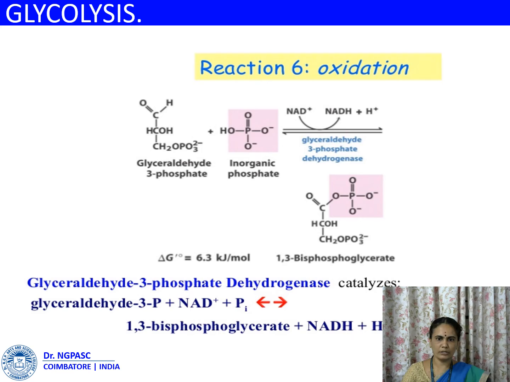Reaction 6 is an oxidation reaction where glyceraldehyde 3-phosphate, along with one inorganic phosphate and the coenzyme NAD, is converted into 1,3-bisphosphoglycerate. In this step, glyceraldehyde 3-phosphate dehydrogenase enzyme utilizes NAD as a coenzyme along with the liberation of 2 hydrogens from the first carbon of glyceraldehyde 3-phosphate, where there is attachment of a phosphate molecule, thereby synthesizing 1,3-bisphosphoglycerate.